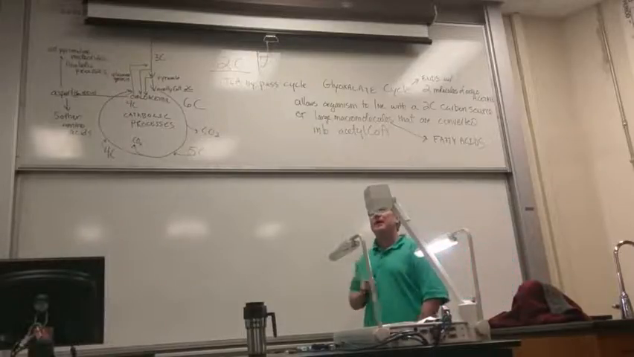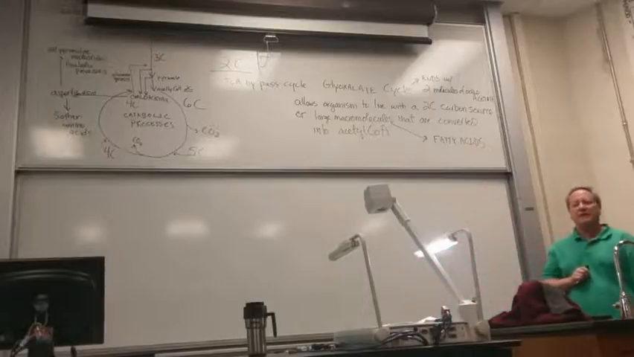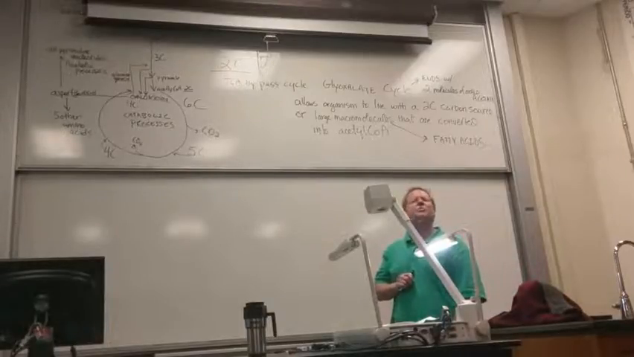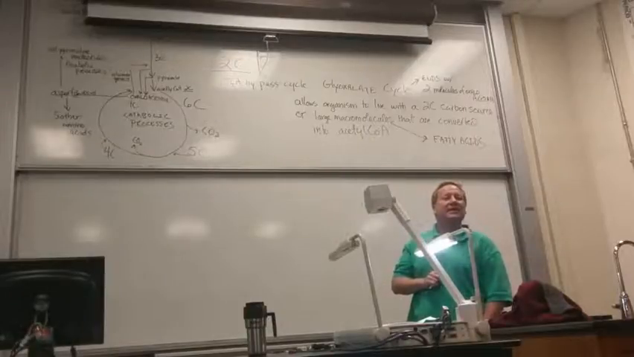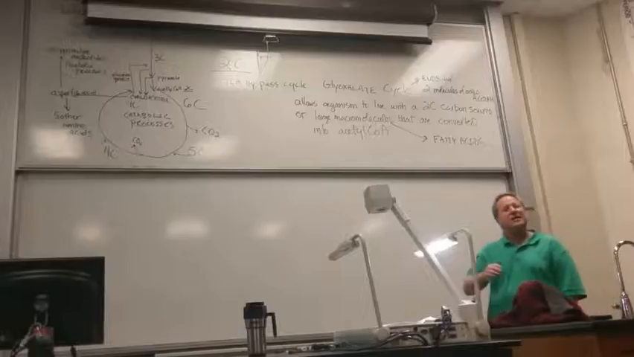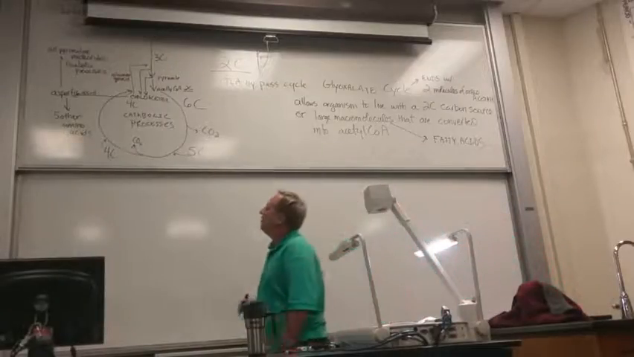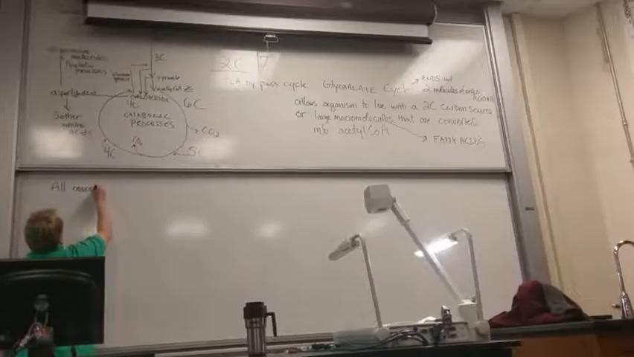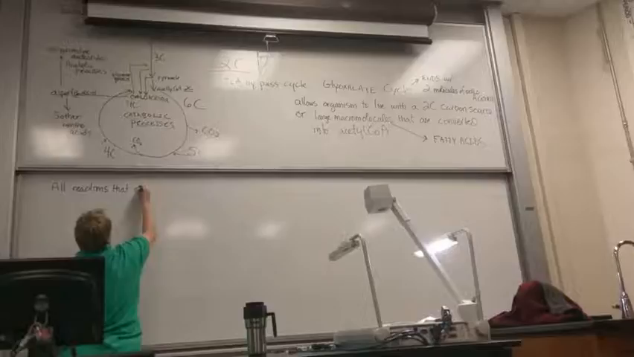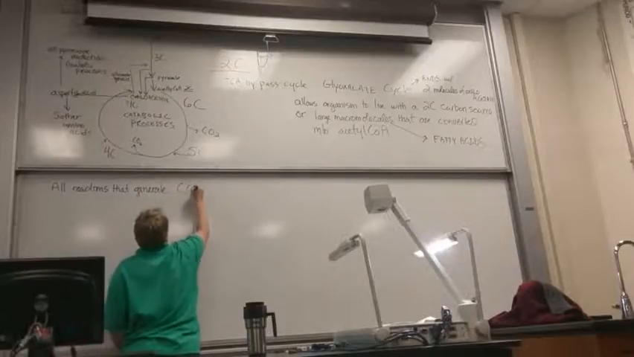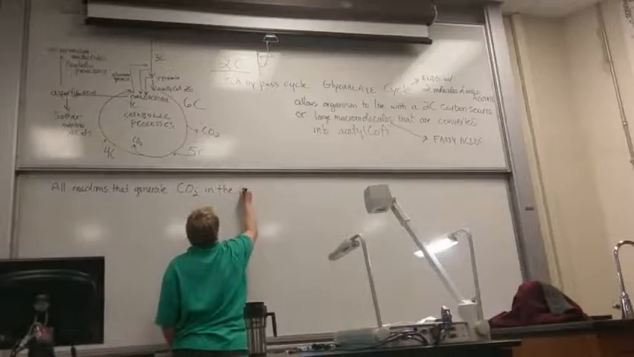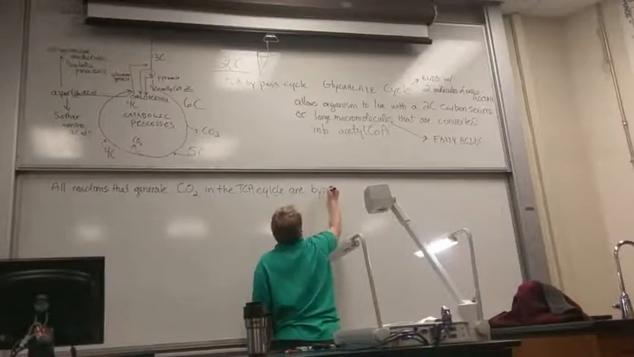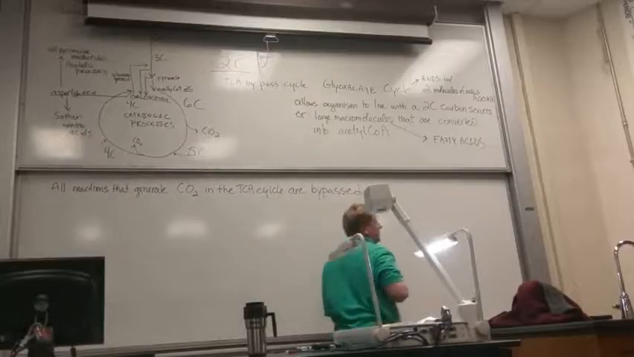Remember, we have to both catabolize our carbon, oxidize it, but we must also assimilate carbon. So what stages in the Krebs cycle are bypassed? Anything that produces carbon dioxide, which is a gas and can just float off into the environment. So, in the glyoxylate cycle, all reactions that generate CO2 in the TCA cycle are bypassed, so we do not lose any carbon.